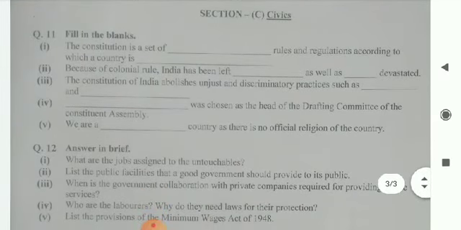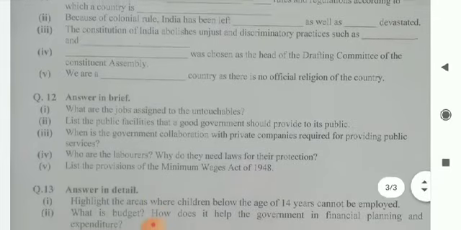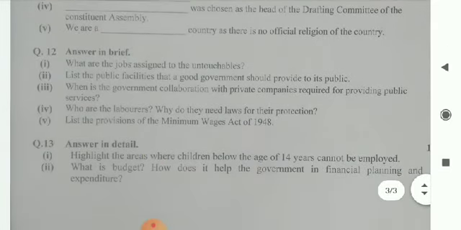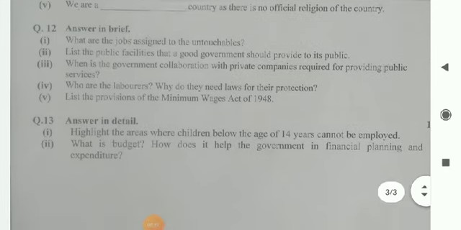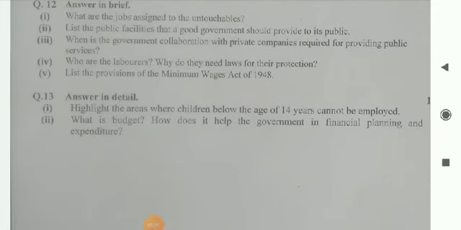Now Section C, Civics, is there. Fill in the blanks. Five fill in the blanks are there. Give the correct answer there. Question number 12 is the brief question. Five questions are there in this question also, taken from Civics. Solve it correctly and give the answer properly. There is no need to write the question, only give the answer clearly.